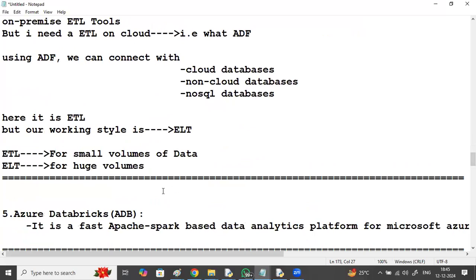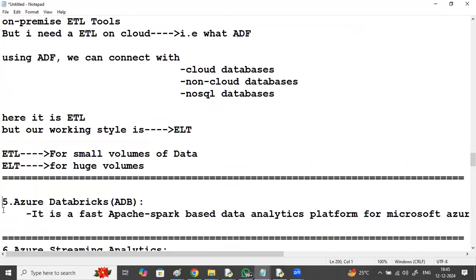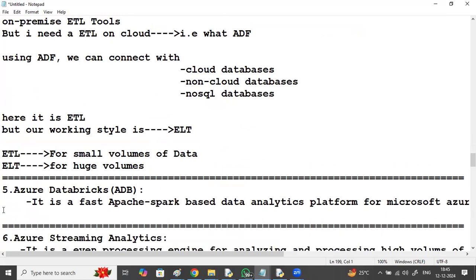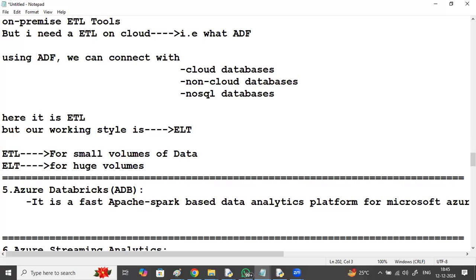ADB, Azure Databricks, right? People who have knowledge of Apache Spark, forget about Azure Databricks. We'll discuss normal Databricks.